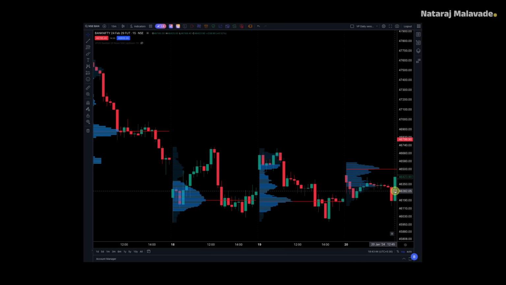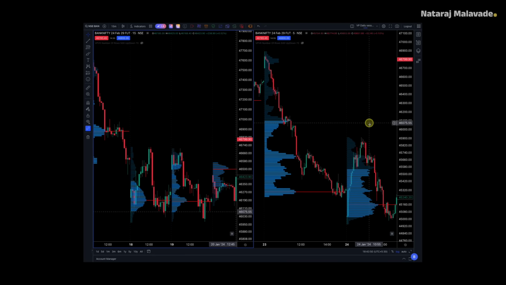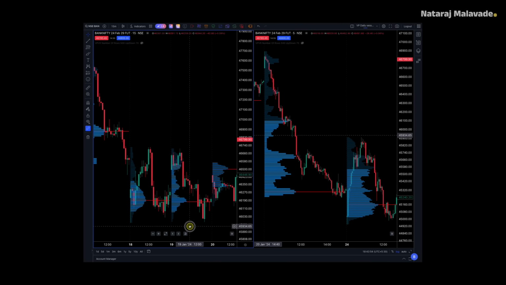If you are trading on a 5-minute chart, you would have captured this particular movement. Let's see if I can add that. Just a moment. Double layout, and it's on. So this is the beauty of the volume profile.